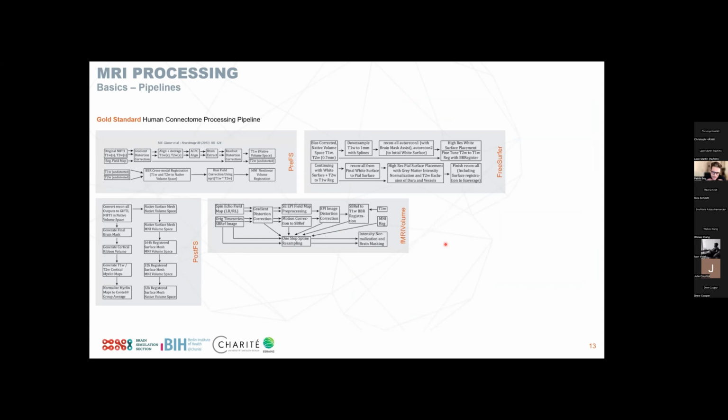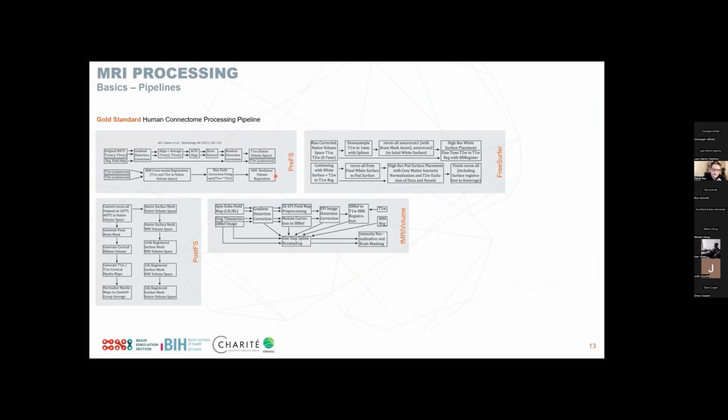And if we take all of these steps and a lot more together, we end up with these processing pipelines. So an example here, the Human Connectome processing pipeline, we see that those are organized in different modules. In this case, it's PreFreeSurfer, FreeSurfer, and PostFreeSurfer, and also the fMRI volume processing pipeline.